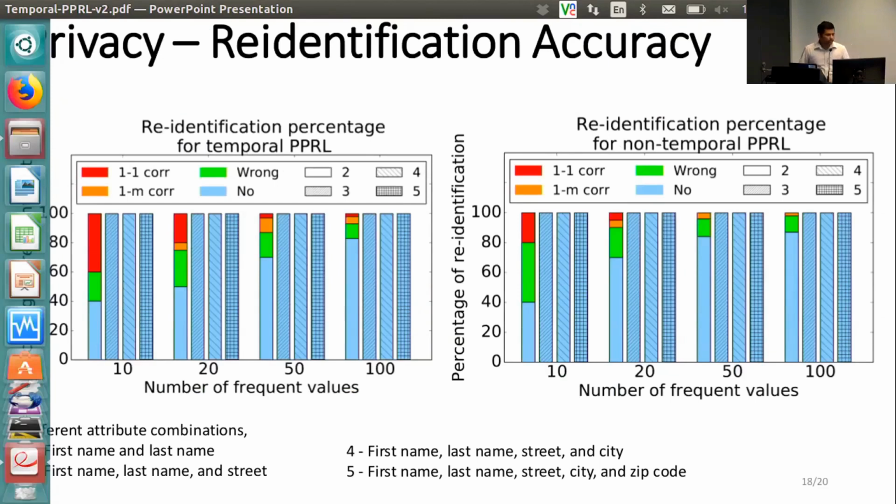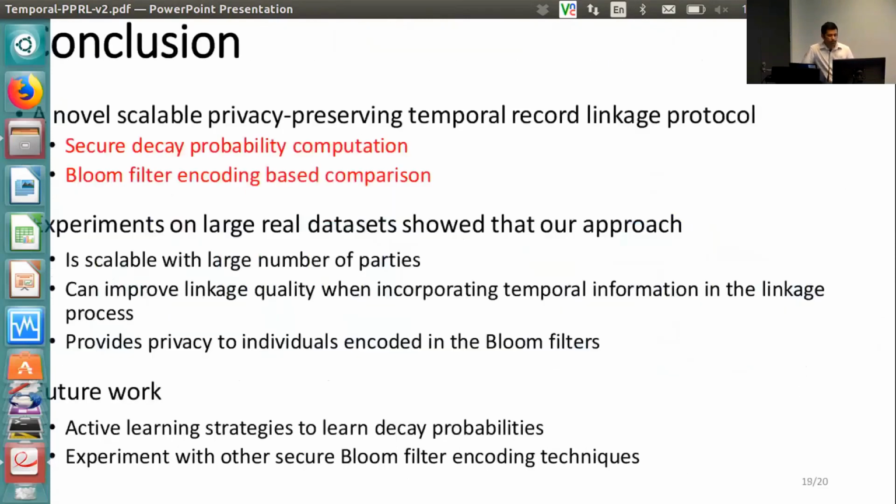So to conclude my presentation, we are proposing a novel privacy-preserving record linkage process which uses a secure decay probability computation plus a Bloom filter encoding based technique for comparison. Based on the experiments we've done, we've seen that it's scalable in terms of number of parties. Sorry, it has to be number of databases. It can improve the linkage quality when incorporating temporal information in the linkage process, and it provides privacy for individuals encoded in these Bloom filters if you encode a much higher number of attributes.